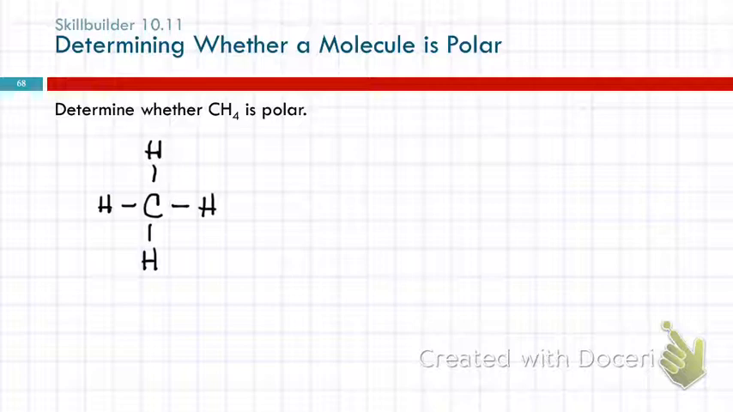Once you've got that, ask yourself, are there no lone pairs on the central atom? Yes, there are no lone pairs on the central atom, right? There's no dots. Are the atoms that are bonded to the central atom the same? Yes. So both conditions are met. This is a nonpolar molecule. Any questions?